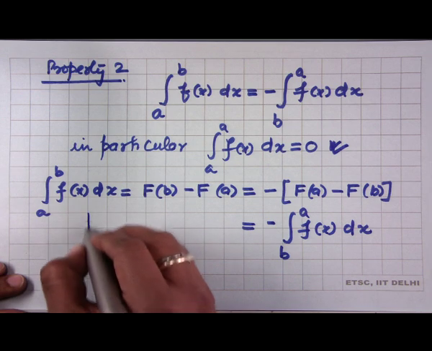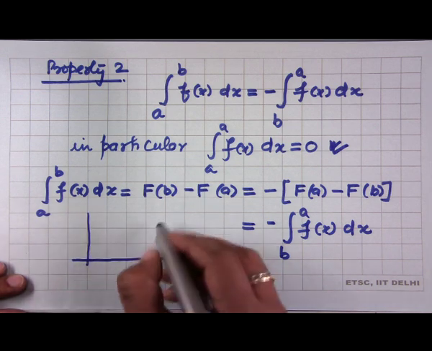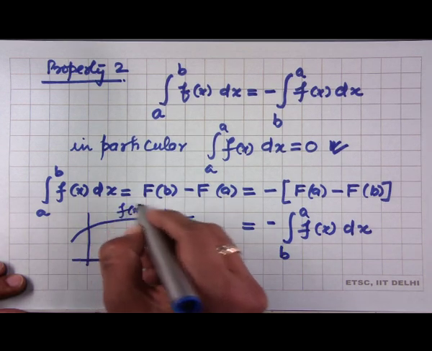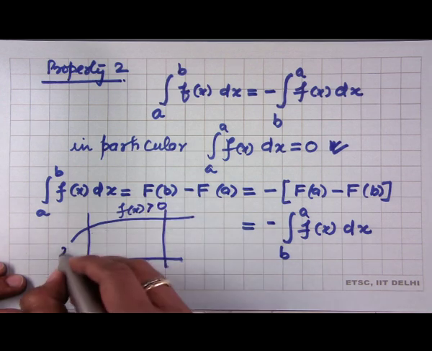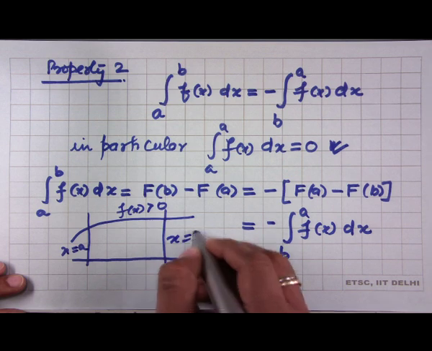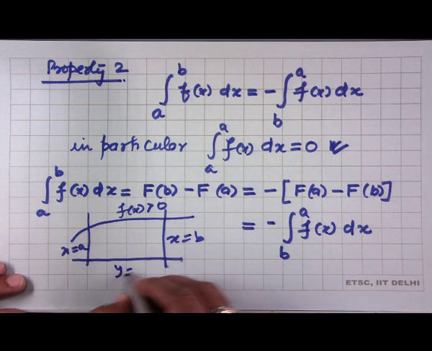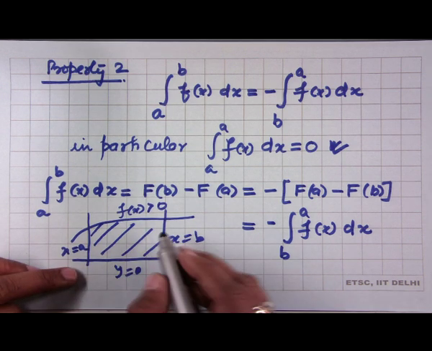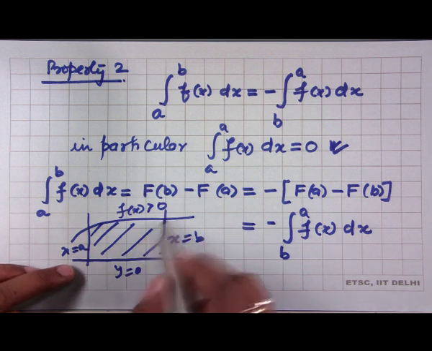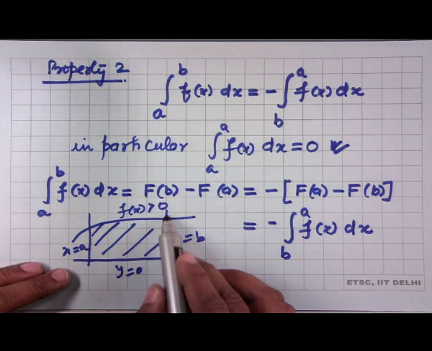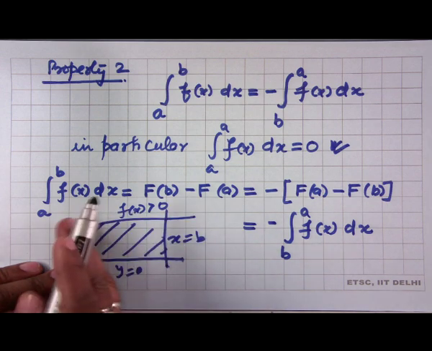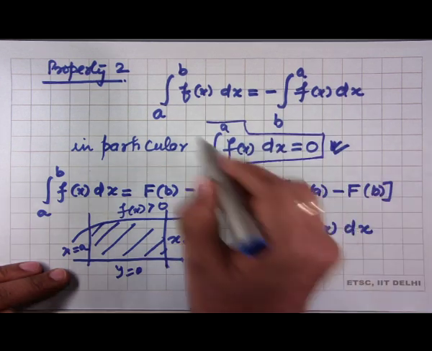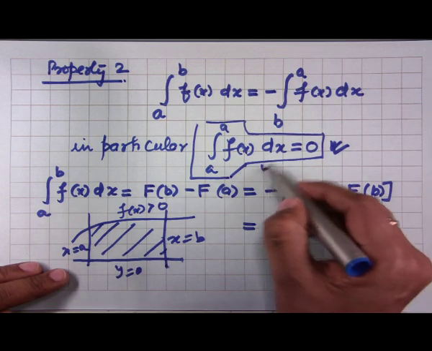Another explanation for this, that the integration from a to a is 0. Suppose f(x) is positive and the graph is like this, so this integral will represent the area under the curve. If b coincides with a, it is very easy to realize that the area will be 0. If the vertical line b is coinciding with the vertical line a, the area will be 0. Hence this property. Therefore this property is true.